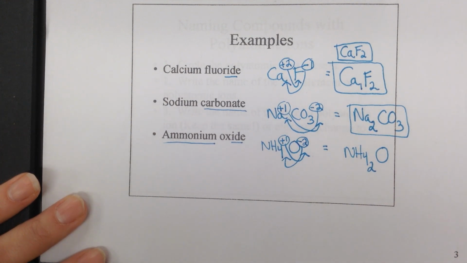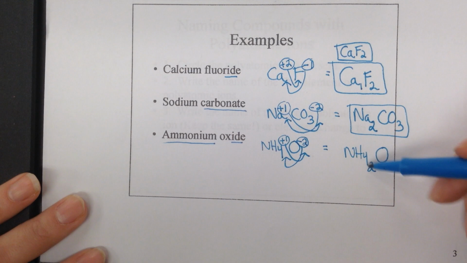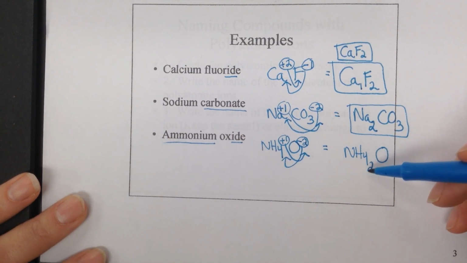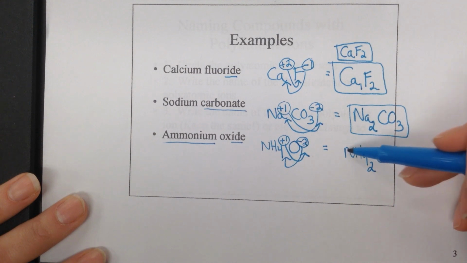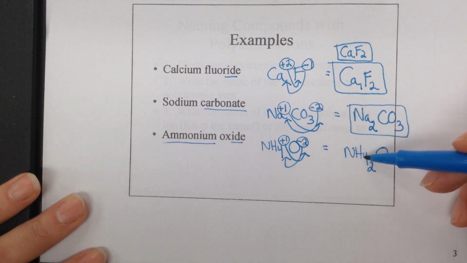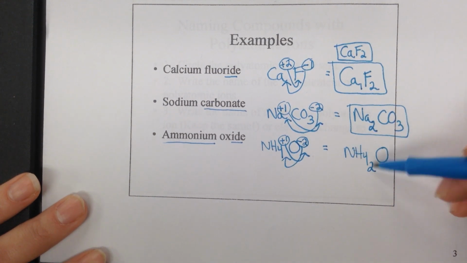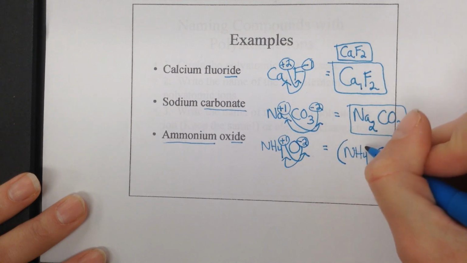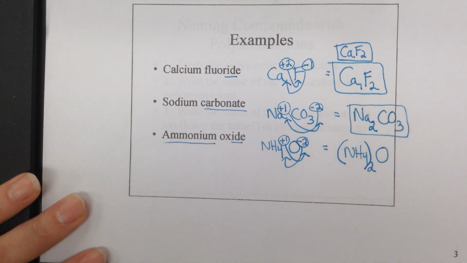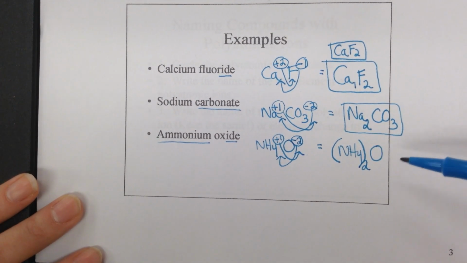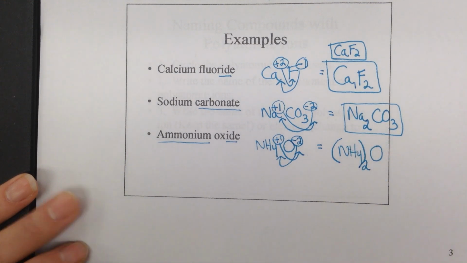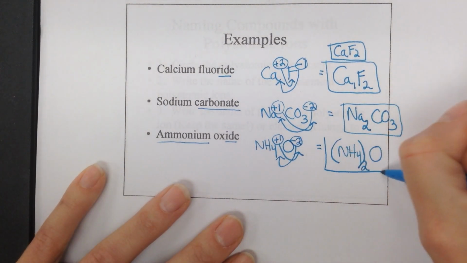So this looks a little funky right here, doesn't it? Kind of almost looks like a 42. So when you have a poly that has a subscript, which this poly does, NH4, and you're adding another subscript next to it, what we do is we just put the poly in parentheses. So therefore, it's separated. We have (NH4)2O. So this is telling us that we have 2 of these ammoniums. And there is your final formula.